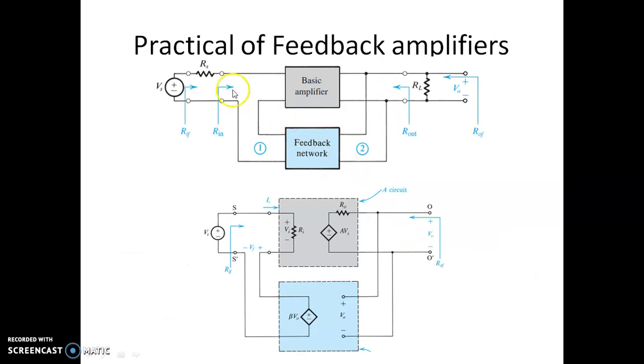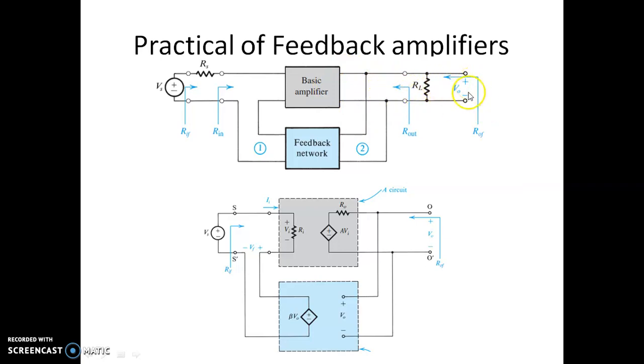Okay, this is what we have. So now we have a practical circuit, if you can see here. There is a basic amplifier, there is a feedback network which is no more ideal now, and you have a source which has some source resistance RS, and this is your load resistance, which is RL. If you carefully notice, there are so many parameters here. This is R out of the amplifier, where we have not considered RL here.